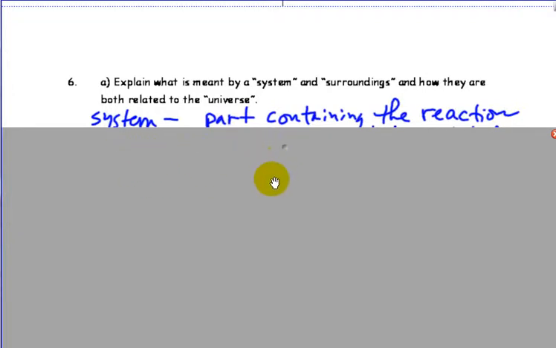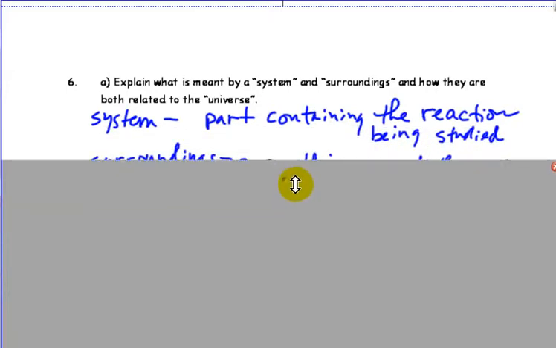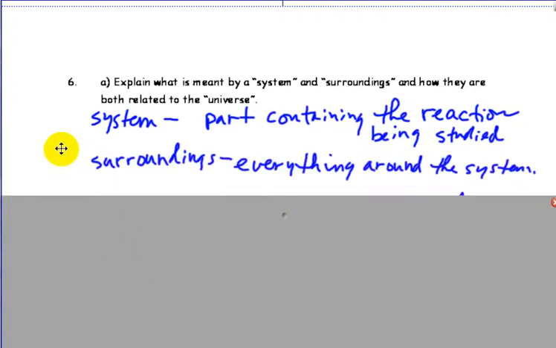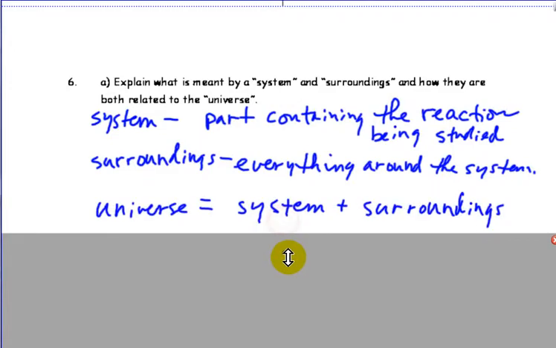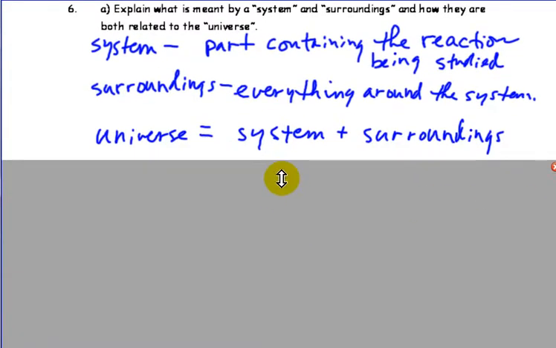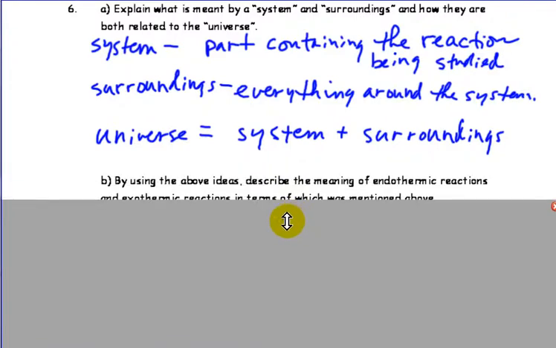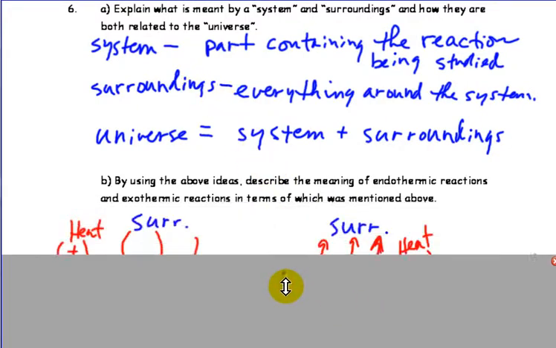Here's number 6. Explain what is meant by system and surroundings and how they're related to the universe. So system is where the reaction is taking place, the part where the reaction is being studied. Surroundings is everything surrounding the system, and together they make up the so-called universe. So it's kind of an egocentric way of looking at things. Your reaction is the only important one. Everything else is surroundings. Together they make up the universe.